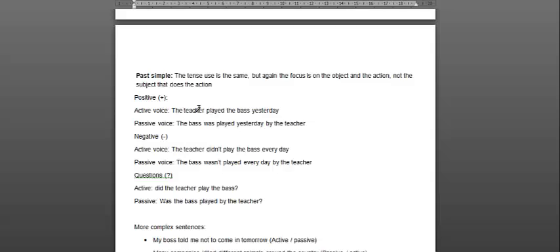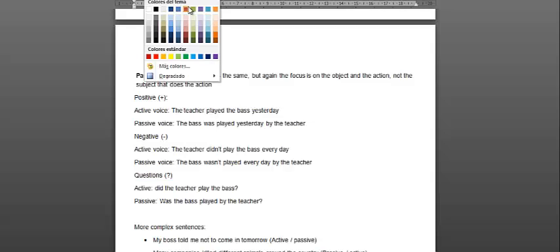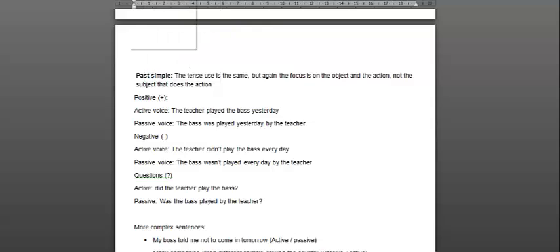So we say that the teacher played the bass yesterday. How do we know that sentence is in past? Because of the verb. Look at the verb. It's in past simple. The teacher played the bass yesterday. So instead of using the bass is, we say the bass was. Instead of saying is, because is in present, you have to pass that verb into past. Was played yesterday by the teacher.